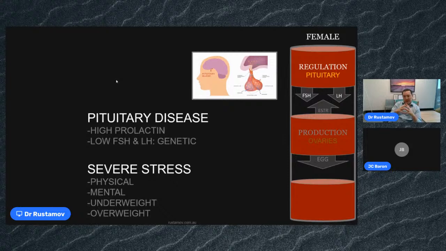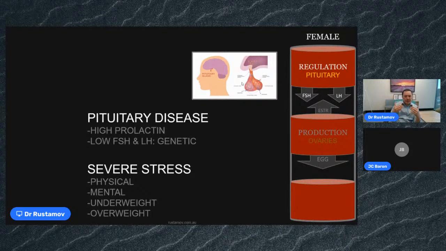This is mainly linked to pituitary diseases, mainly having low FSH and LH, which is usually linked to a genetic condition that is very rare. It's also linked to high prolactin levels, usually caused by a benign growth in the pituitary, which we call pituitary adenoma. Severe chronic stress can also cause pituitary dysfunction, which can lead to infertility. Mild short-term stress doesn't usually disrupt fertility very much, but severe chronic physical and mental stress can cause fertility problems.